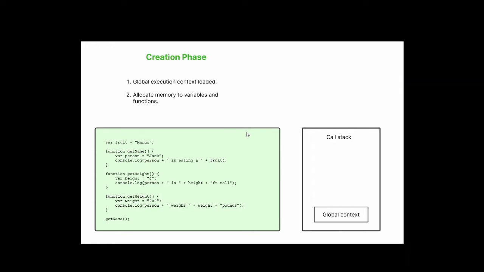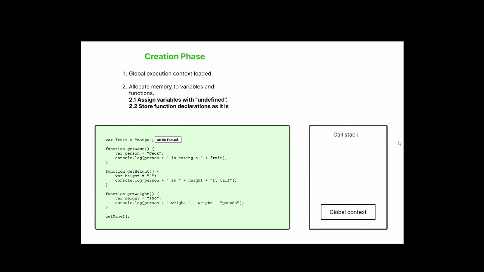In the creation phase, the variables and functions are allocated some memory in the browser. The variables are also assigned a temporary placeholder called undefined. Functions, on the other hand, are stored as is in memory for future references. Once that is done, it will then move on to its execution phase.